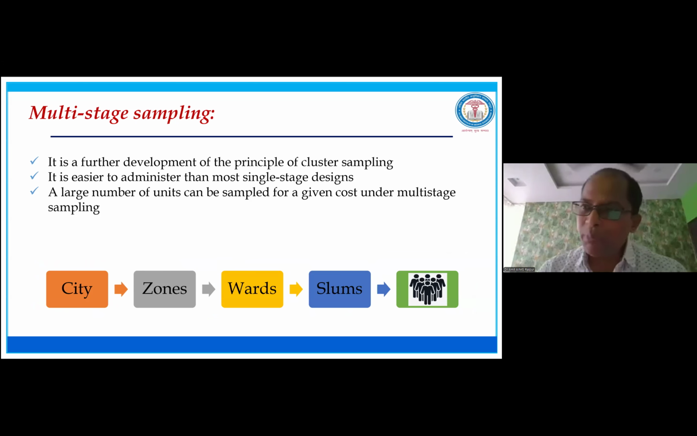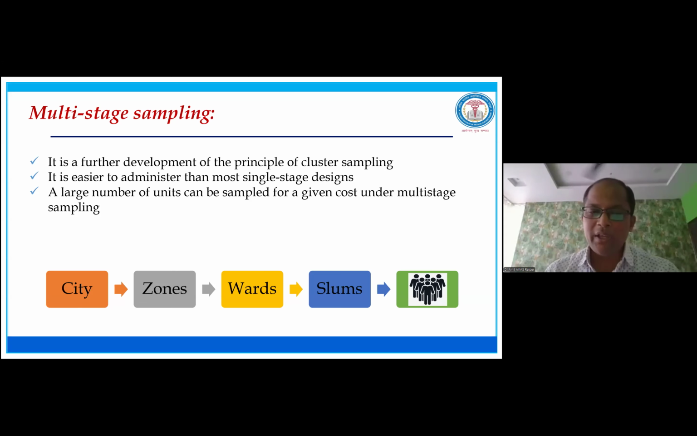So another probability sampling is multi-stage sampling. It is nothing but a type of cluster sampling where we are following different stages. For example, if I am planning to conduct a study among adolescents in slum areas, then it is impossible for me to develop a sampling frame of all the adolescents present in all the slums in Raipur city.